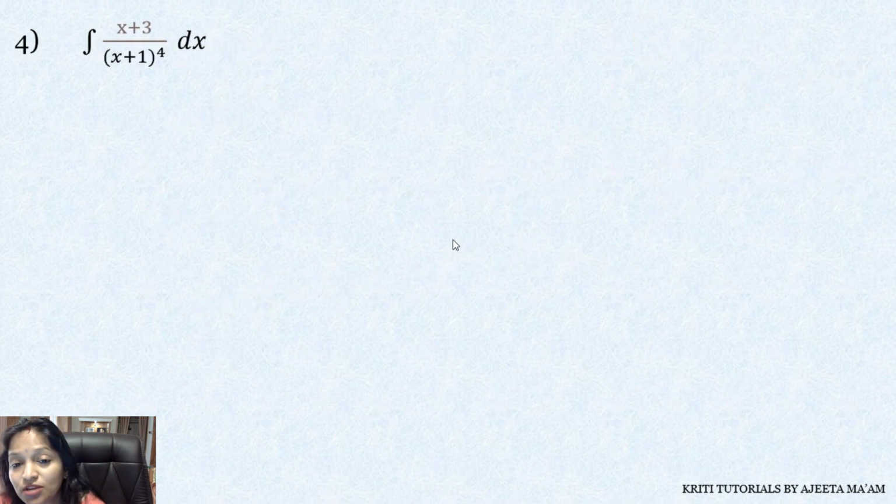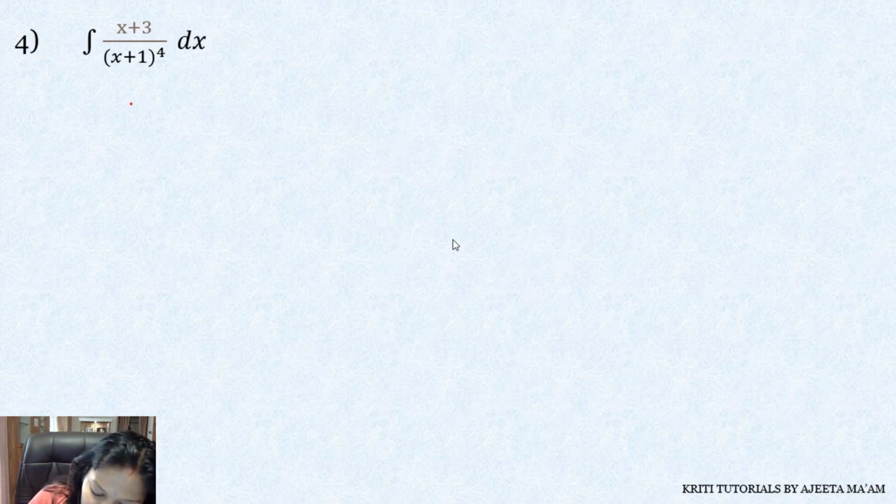Now x plus 3 upon x plus 1 whole raised to 4. Now this seems to be quite tricky, right? x plus 3 is in the numerator, and then there is x plus 1. But it can be solved in a very simple way. And what is that way? We will simply separate the terms. Okay, now see how. So how can we write x plus 3?